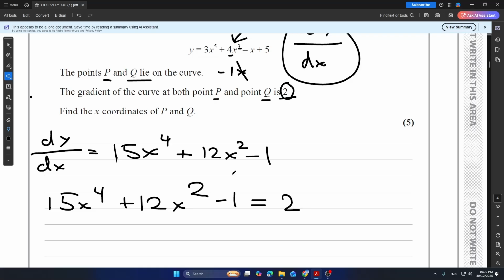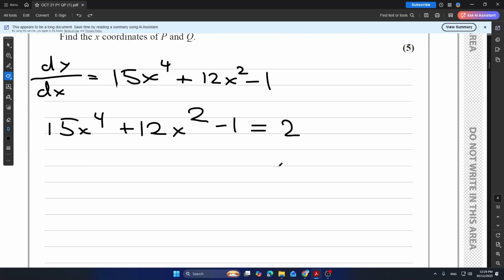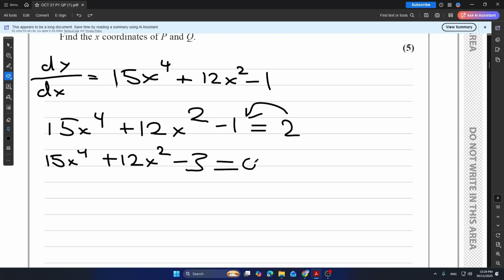How to solve an equation like this? It's a little difficult, that's why it's 5 marks, but no problem. So first thing we need to do is bring all terms to one side, and there's literally one thing we can do, which is take the 2 to the other side. So it becomes 15x power 4 plus 12x power 2. If I bring a positive 2 to the other side, it becomes a minus 2. So minus 1 minus 2 is going to be minus 3. And we will write equal to 0 because there is nothing on this side. Okay? So this is step number 1. We take this all to the other side.